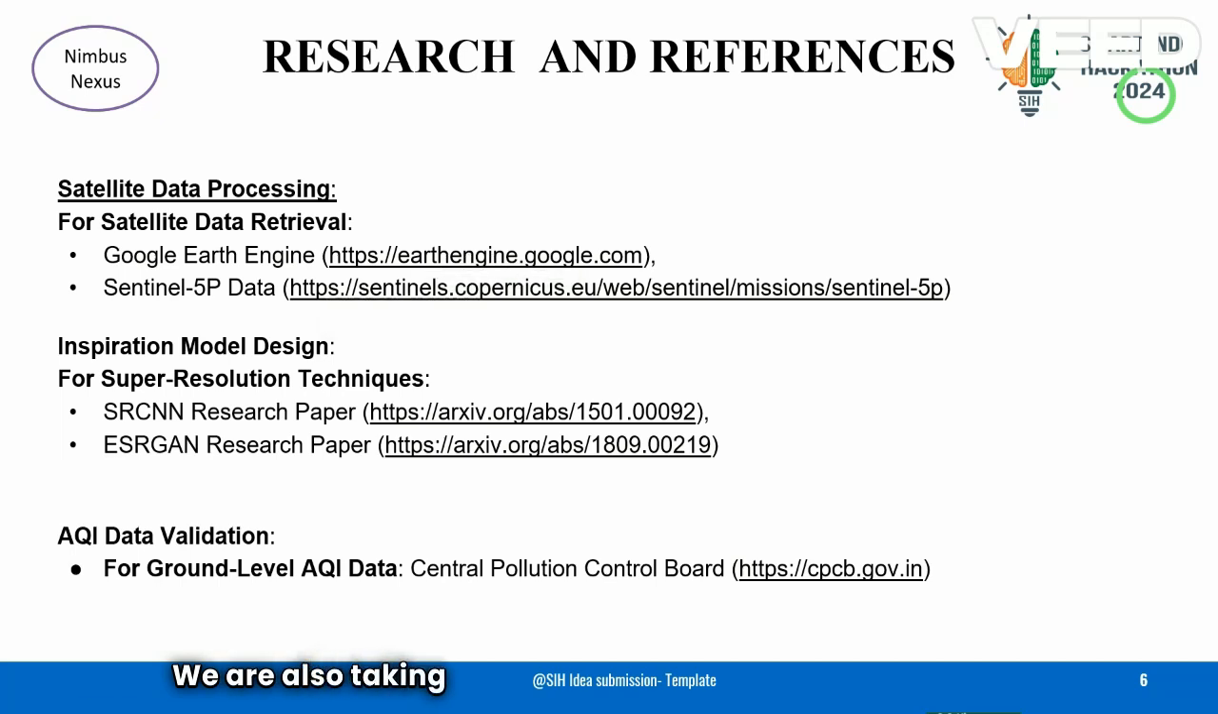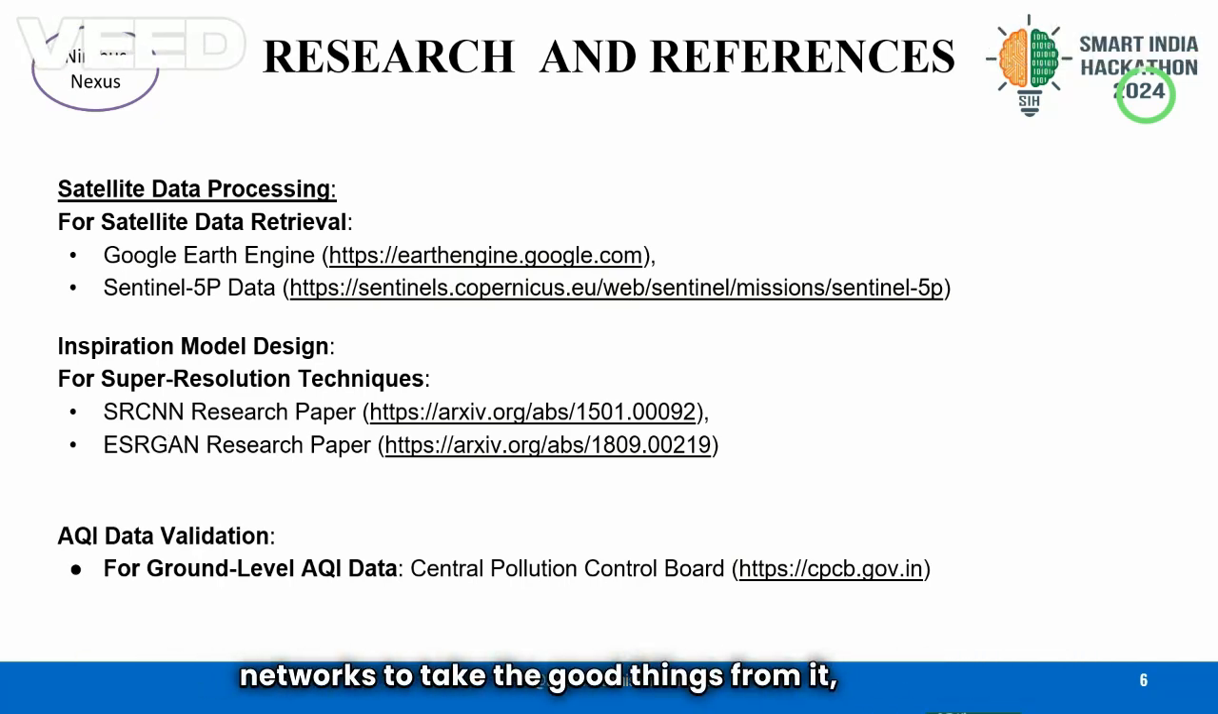We are also taking inferences from generative adversarial networks to take the good things from them, although they have a lot of setbacks too. So we'll be taking the best of CNNs to address the given problem statement. So that's our problem statement.